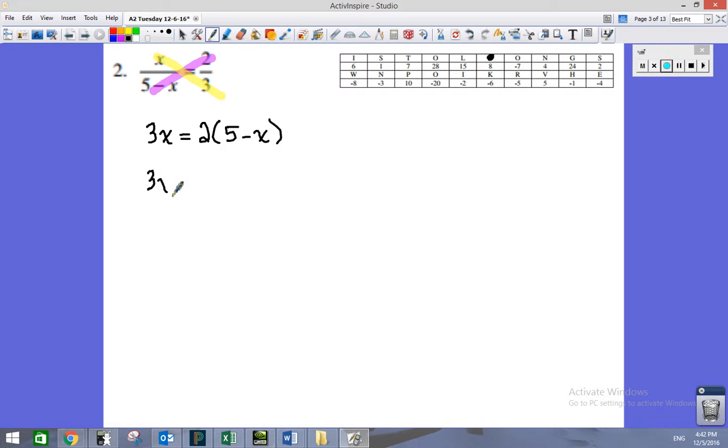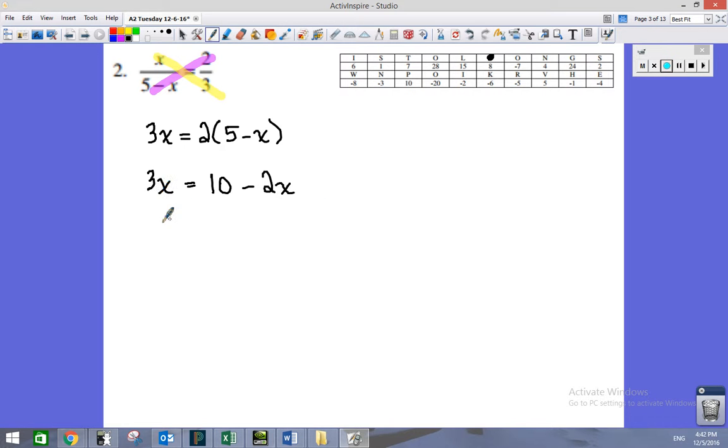On the right hand side we have a binomial that's being multiplied by 2, so by the distributive property, multiplication distributes over addition or subtraction. I can take the first term 5 and multiply it by 2, and then take the second term x and multiply it by 2. Now we have x's on both sides of the equation, and we want to get the x's on one side and the numbers on the other.